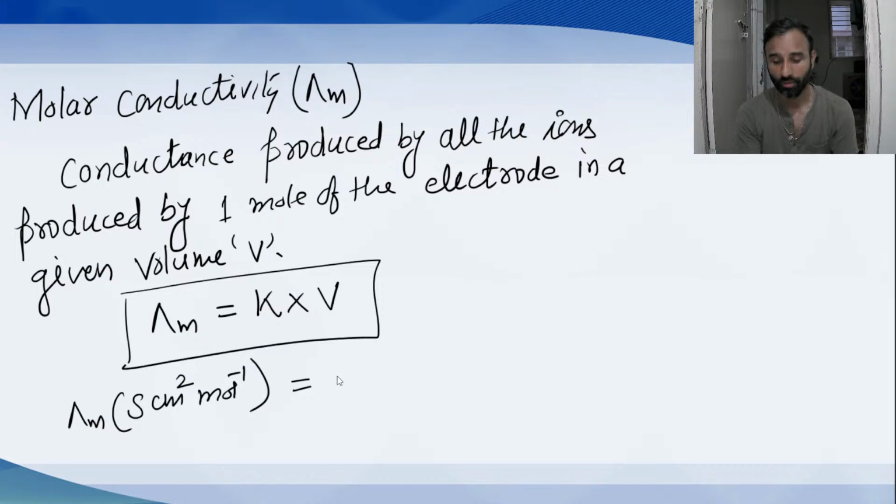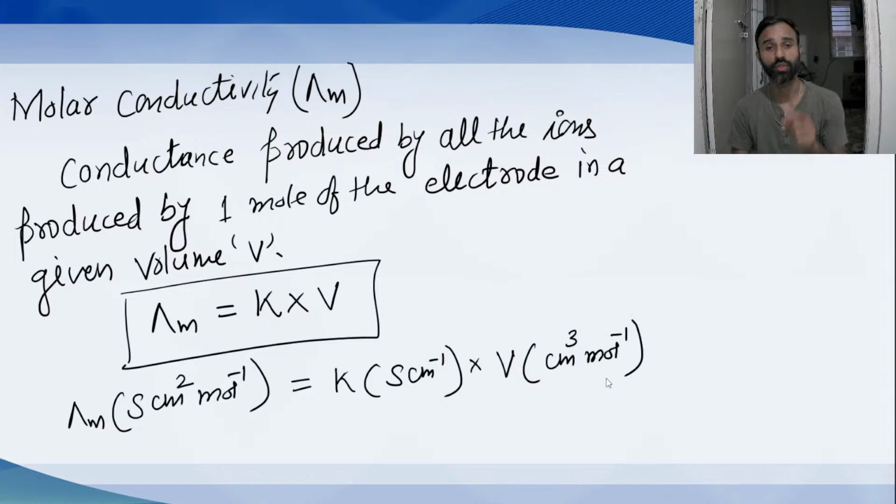What is the unit of kappa? S per centimeter. So what is the unit of volume? It is centimeter cube per mole, because 1 mole is present in a given volume V. V is in centimeter cube. So centimeter cube per mole. So that is the unit.